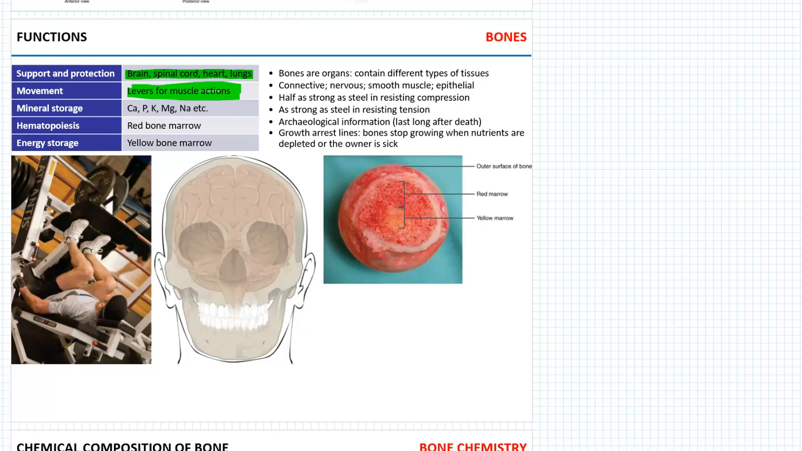Bone is a very important mineral depot, mineral storage. If your body is short on calcium, it's going to take it out of your bones. If it's short on magnesium, it's going to take it out of your bones. If it's short on phosphorus, which it usually isn't, it can take it out of your bones as well.